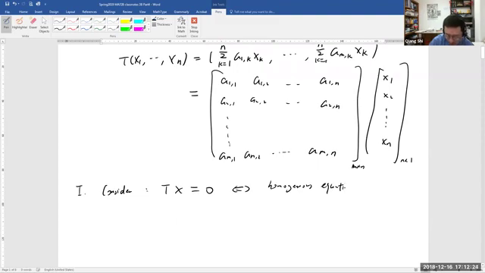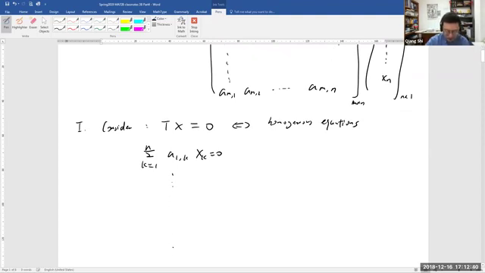Homogeneous equations have different definitions according to context, and in this case, by homogeneous equations we mean the 0 on the right-hand side. All right. So this is equivalent to this system of homogeneous equations, and this is in the sigma notation. All right. So if you want, you can write this.